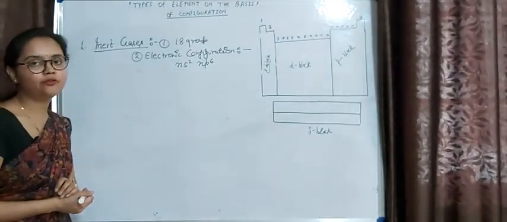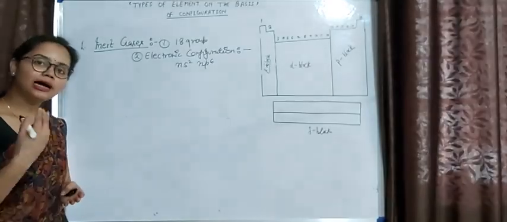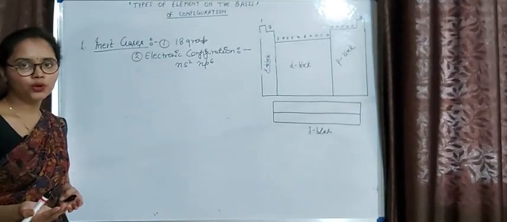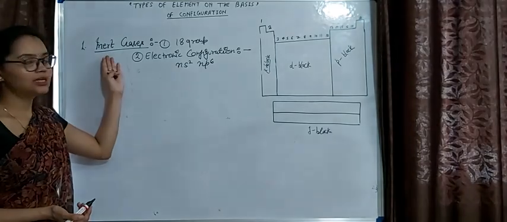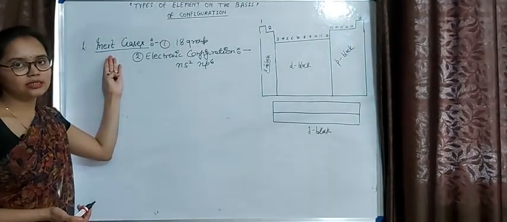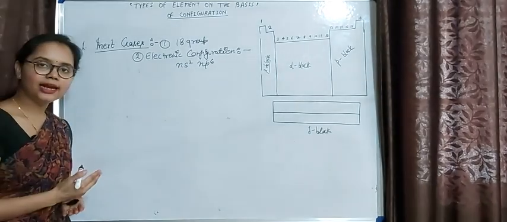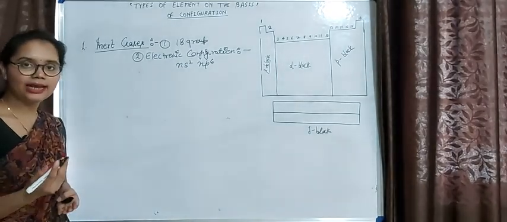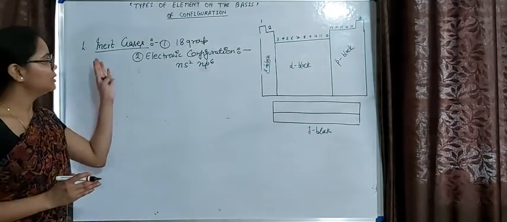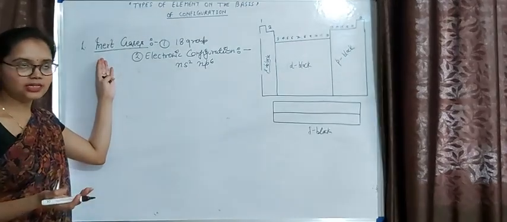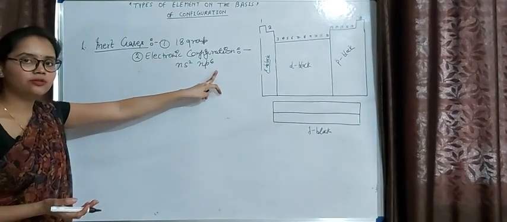Because of this type of electronic configuration, inert gases do not react with other elements to form compounds, because they already have completely filled orbitals. This is the reason they are known as inert gases. Although if you provide some specific conditions, they can react with some specific elements only, but that is a different condition. At normal conditions they do not react with other elements. That's why they are known as inert gases and represent the ns2 np6 type of configuration.